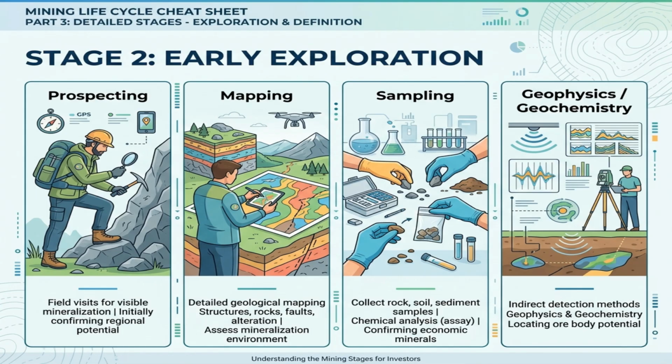Stage 2 is early exploration, where companies begin fieldwork to confirm whether mineralization is actually present. Prospecting, mapping, sampling, and geophysical or geochemical surveys are all used to gather early evidence. These activities help define structures, alteration patterns, and the possible presence of economic metals before major drilling begins. This stage is still high risk, but it is an important filter that separates weak concepts from stronger targets. For investors, the main value lies in early confirmation, while the main risk remains the possibility that promising signs do not develop into a meaningful discovery.